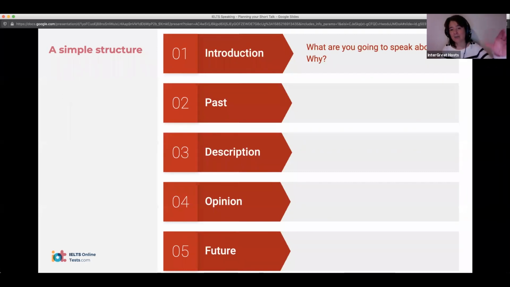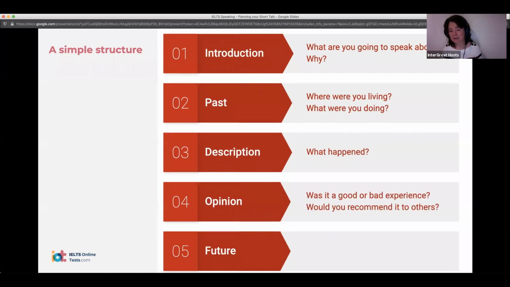Okay, so you can think of these in terms of questions. So your choice of topic and why you chose that topic, background information, what actually happened, good or bad experience, and would you recommend it? And then, would you go back, or would you do it again? Would you go back to the restaurant? Okay, so for some types of Part 2 topics, this works very well as a structure. For others, I think maybe the spider diagram works better. So what you choose depends on the topic.